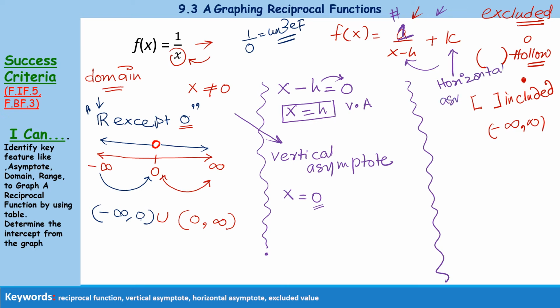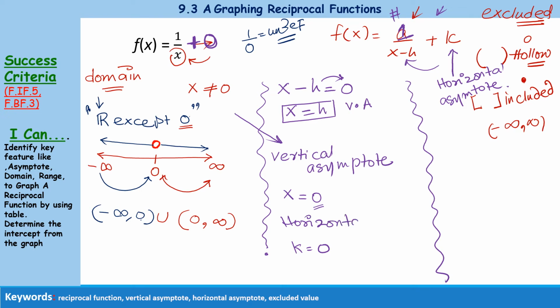Now come to your side and check what your horizontal asymptote is. In your case, after 1 over x, there is nothing written. So imagine that maybe plus 0 is written, because 1 over x plus 0 gives you 1 over x. So in your case, the k value is 0. So what is your horizontal asymptote?